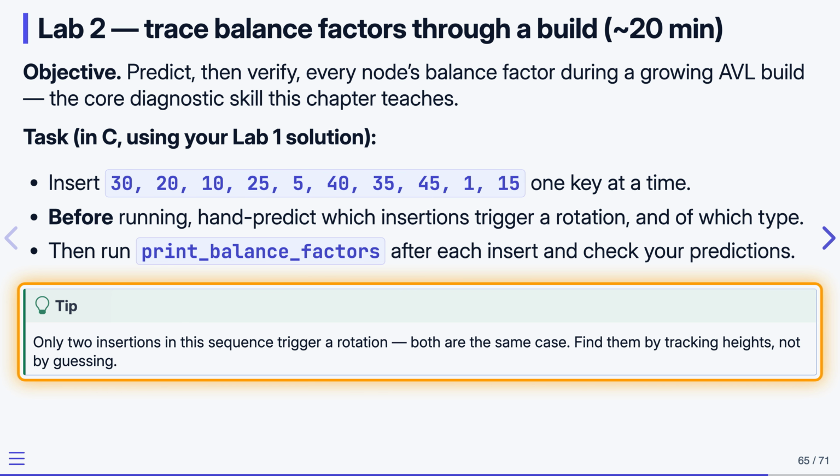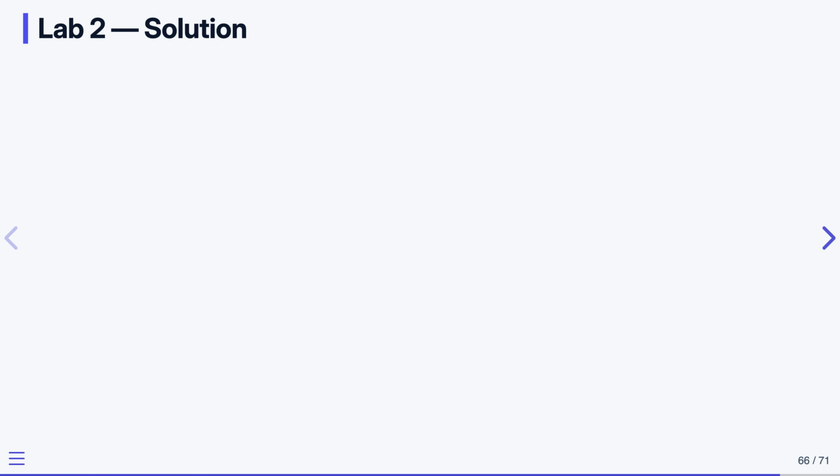A hint: only 2 inserts in this sequence trigger a rotation, and both are the same case. Find them by tracking heights, not by guessing. Try it before you peek at the answer. Lab 2 asks you to predict the rotations before you run the code.